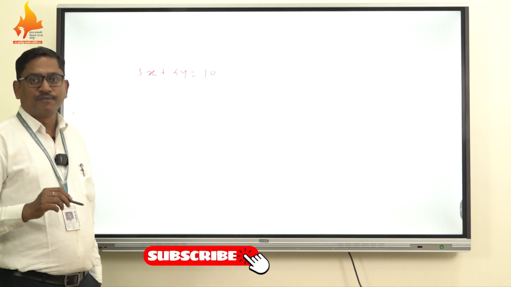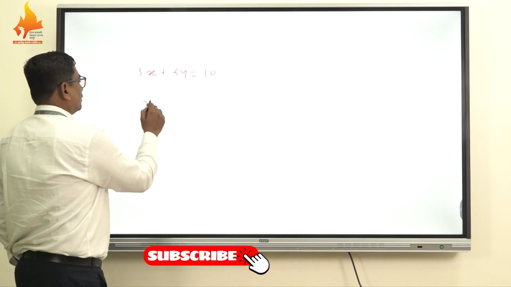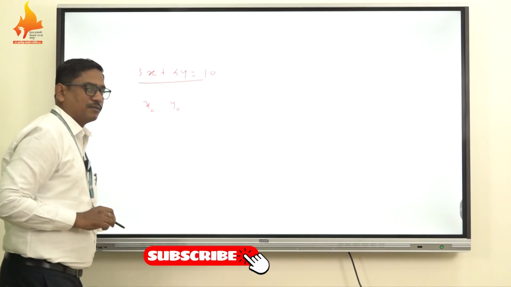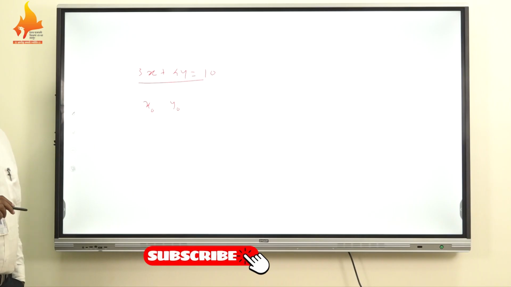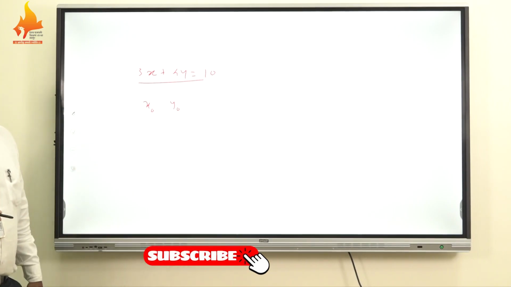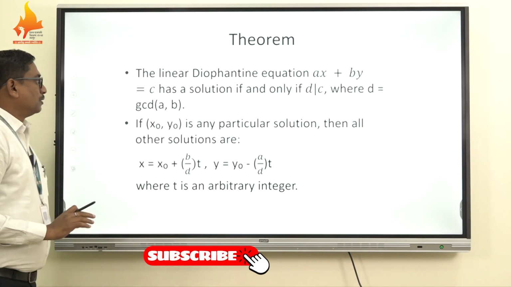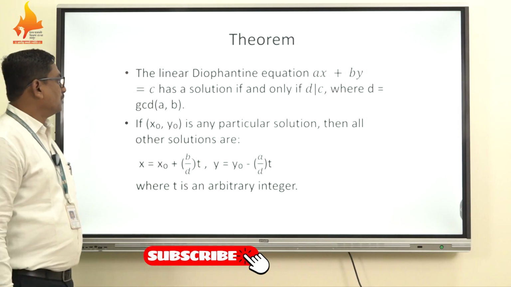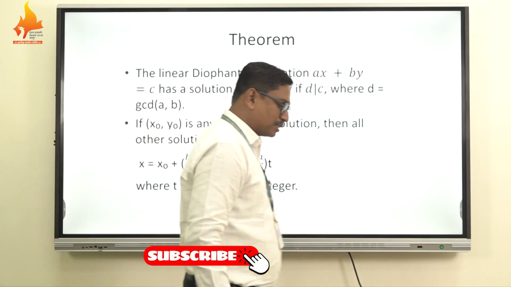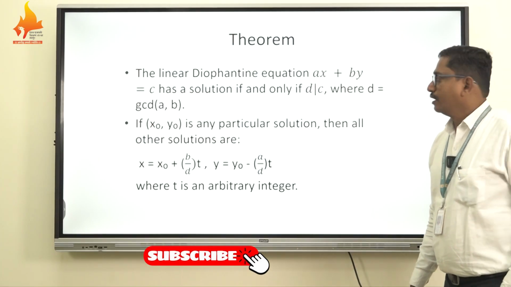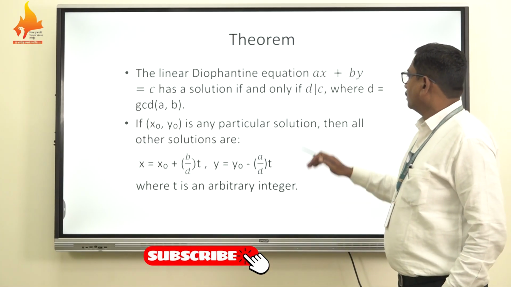If you find x naught and y naught satisfying this, that means x naught and y naught is a particular or general solution of this linear Diophantine equation. Okay, let us discuss the important theorem regarding this. The linear Diophantine equation ax plus by equals c has a solution if and only if d divides c.